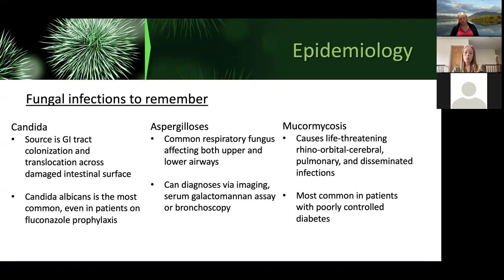And then mucormycosis is a life-threatening infection that can typically affect the mouth, the orbits, the nasal passages, and can cause disseminated infections, and is most common in patients with poorly controlled diabetes.